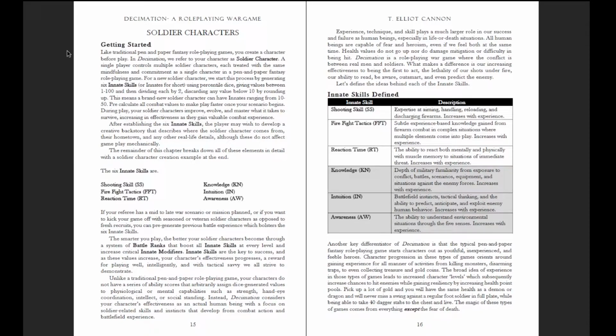Whereas in Decimation, you're creating a person, a soldier character, a real human being, based on what you want them to be. So if someone were to ask you, hey, if you were a soldier in Saving Private Ryan, which one of those soldiers do you really like? Do you like the sniper character? Do you like the Tom Hanks character? Do you like the Matt Damon character? So the idea is for you to create film-like characters that you have an affinity for.